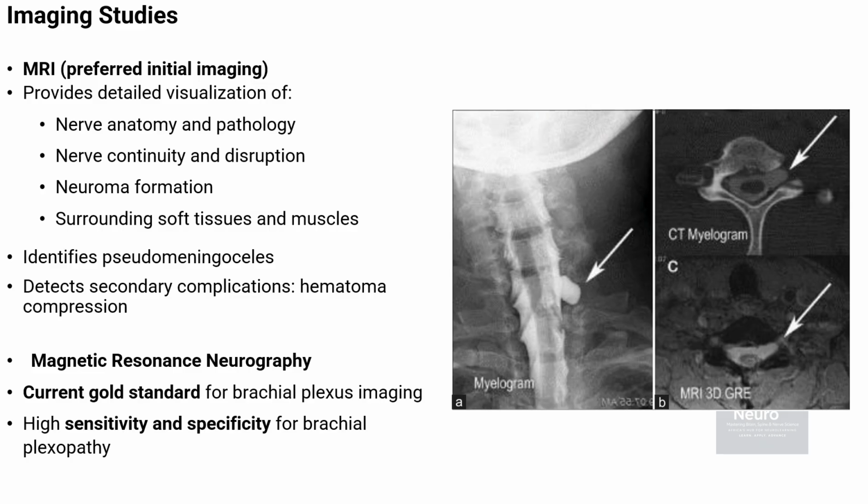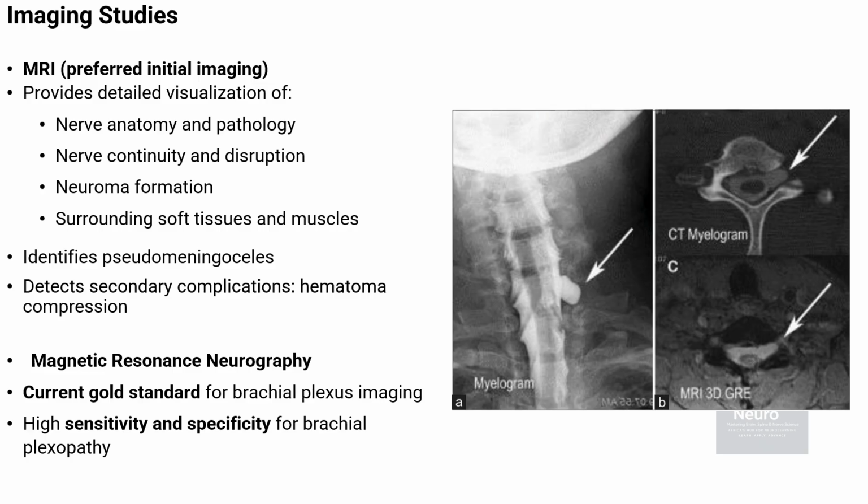It allows clinicians to clearly see the nerves, assess whether they remain intact or disrupted, and identify problems like neuroma formation. MRI also shows the surrounding muscles and soft tissues, helping detect complications such as hematomas or signs of root avulsion like pseudomeningoceles. For even greater detail, magnetic resonance neurography is now considered the gold standard.